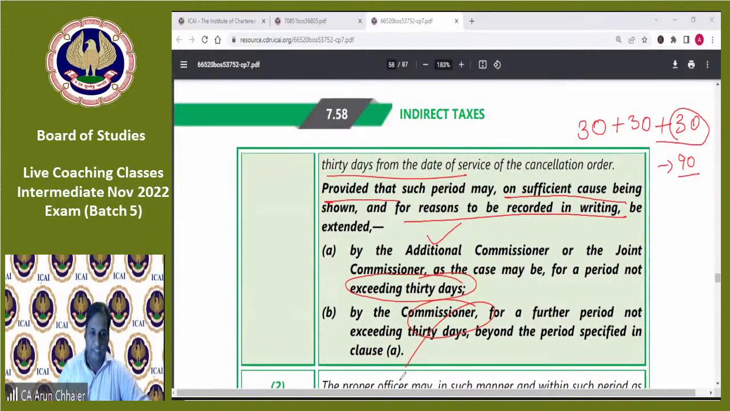So about revocation, what we have understood: first, a revocation application can be filed only when the proper officer cancels the registration suo motu. Second, the application has to be filed within 30 days. Third, these 30 days can be extended by another 30 days with approval from the additional or joint commissioner on sufficient cause being shown and reasons recorded in writing, and lastly it can be extended by the commissioner by 30 more days. It means the revocation time limit is 30 plus 30 plus 30, total 90 days.